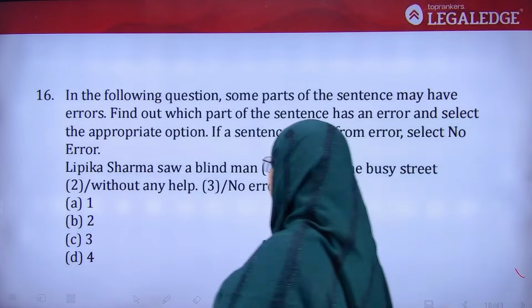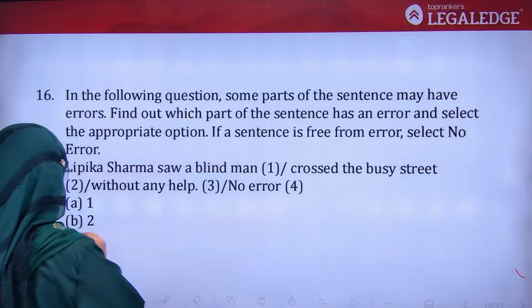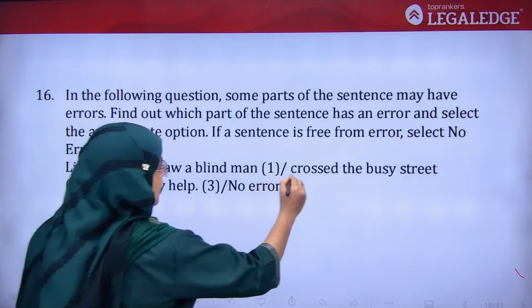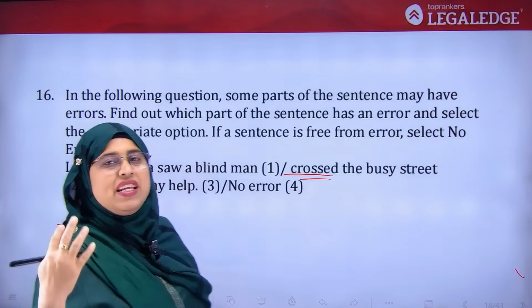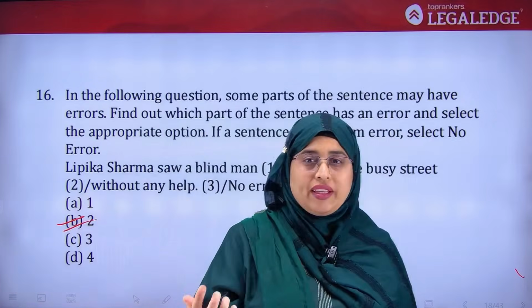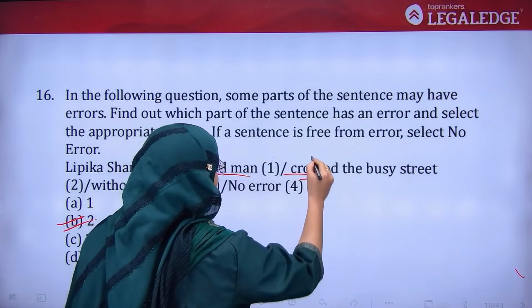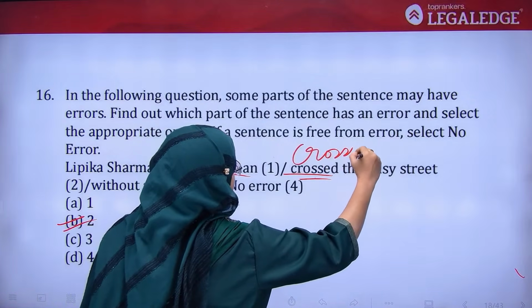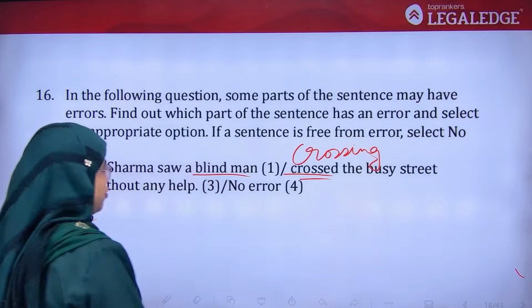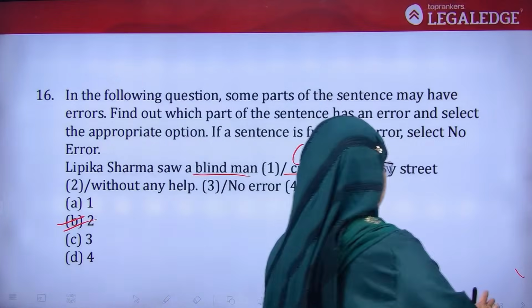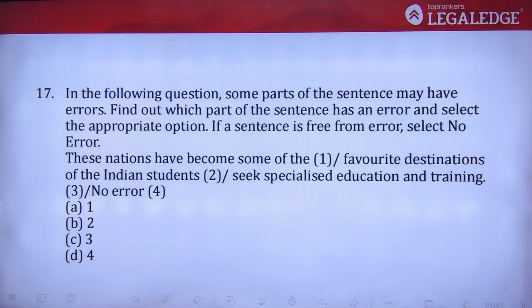Well, here the correct answer choice should be B. The error is here. Normally we see someone doing something. So we saw blind man doing or crossing. So doing something is crossing, verb in ing form. Question number 17 is on screen.